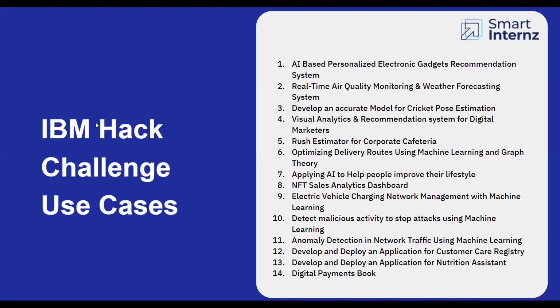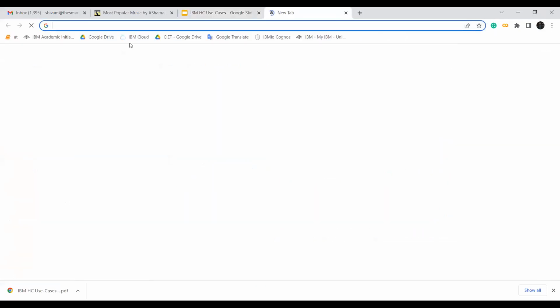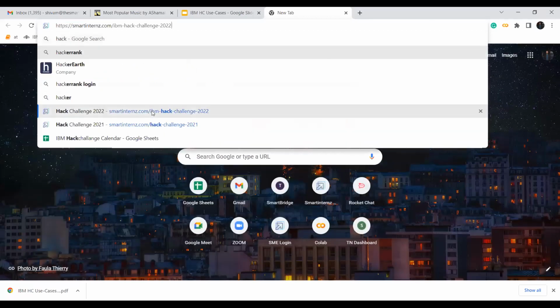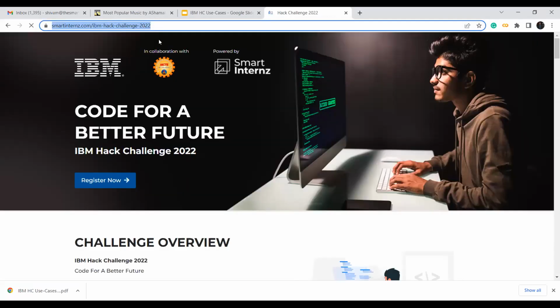If you don't have a laptop, please discuss once with your teammates, those who are your team members. You just need to visit the Hack Challenge website. I'm just sharing that, just give me a minute. You need to visit this website, IBM Hack Challenge 2022, guys. I'm sharing this link in the chat. Please visit this web page.